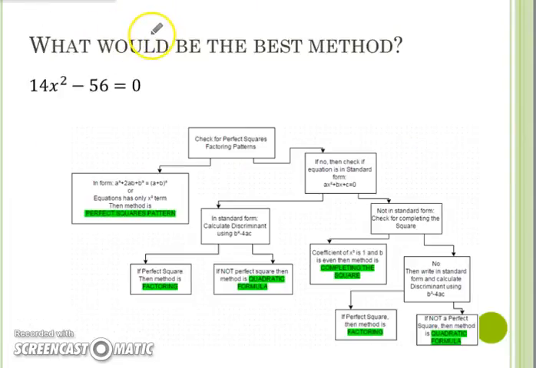So for the first one, what would be the best method? I have 14x squared minus 56 equals 0. So we want to check for the perfect squares factoring pattern. Is it in the form of a squared plus 2ab plus b squared, or factors to a binomial squared? No, I don't have an x term in here, but the other part is if the equation has only an x squared term, then we want to choose the perfect squares pattern. This one only has an x squared term.